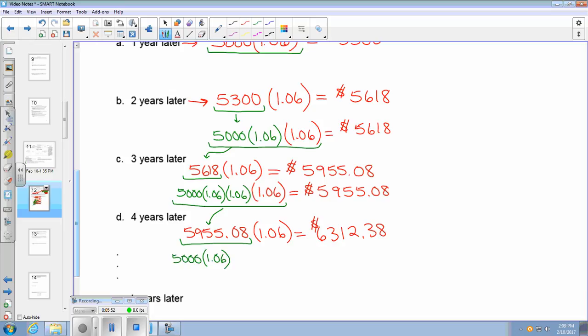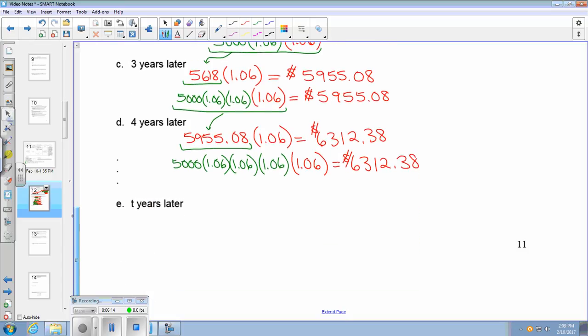I multiplied it by 1.06 for the first year, again for the second year, again for the third year, and then one more time for the fourth year. And that's where our $6,312.38 came from. All right, so that means T years later, since we don't have a specific number here, we now have a pattern.